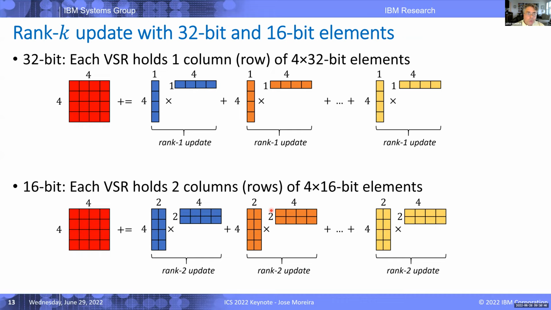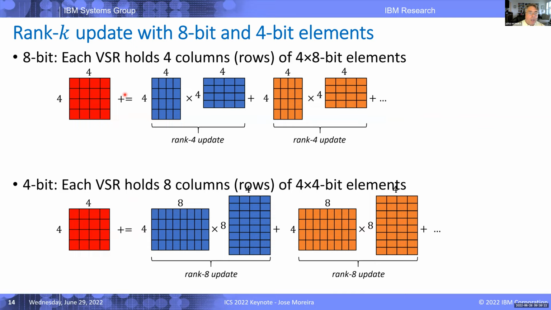So the operation for 32-bit floating point is very simple. Each input vector is either a column or a row, and you do the outer product and you update an accumulator. If your input data is 16-bit, each vector register holds two columns or two rows, and you do first column, first row, plus second column, second row, and you update the 4x4. The accumulator is almost always a 4x4 of 32 bits, except for double precision, where it's 4x2.